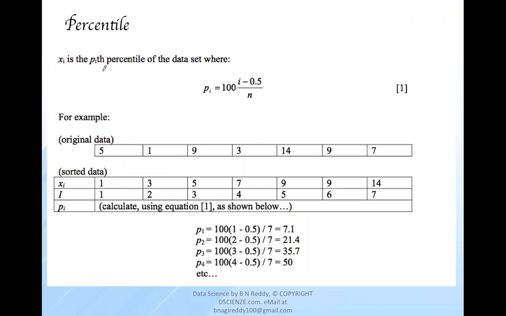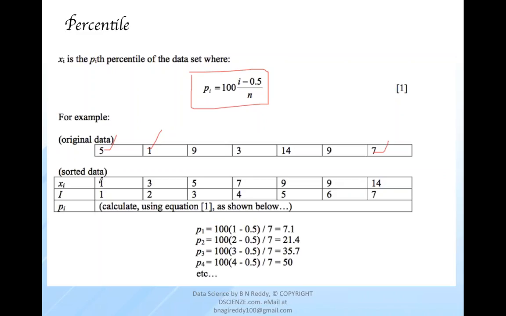So here I have written an example of calculating the percentile. Here we got 100 times (i minus 0.5), where 0.5 is nothing but 1 by 2, divided by n. This is the percentile formula. So we use this formula in calculations. This is the original data set: 5, 1, 9, 3, 14, 9, 7. First we need to set it in order to calculate the percentile. First will come the 1, then 3, then 5, then 7, then 9, and then again 9. We got two 9s, and then 14.